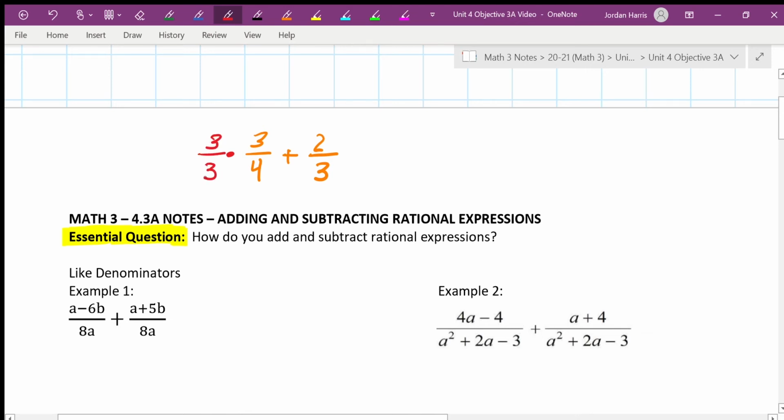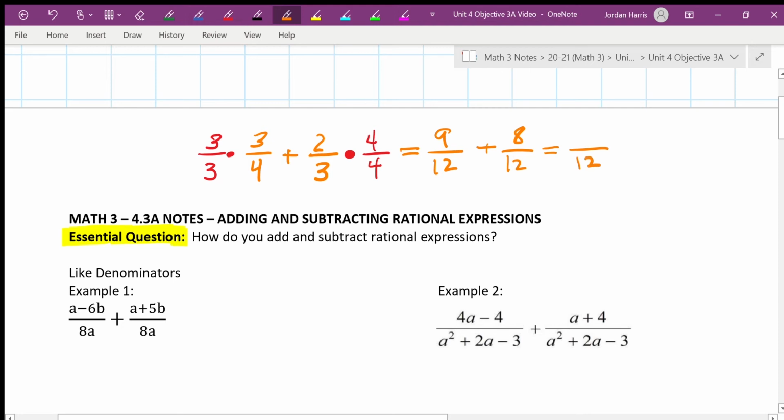So I'm going to multiply this one by 3/3, which notice is 1. I'm multiplying by 1, so I'm not changing the value, just changing the look. This one I'm going to multiply by 4/4, also just 1, but it's changing the look, not the value. So I get 9/12, which if you simplify would be 3/4. Notice it stays the same. And I get 8/12.